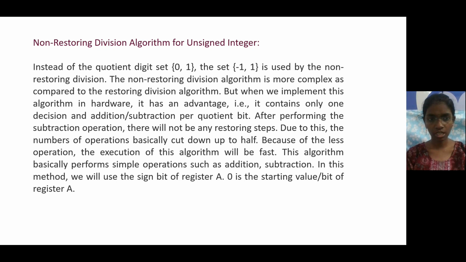After performing the subtraction operation, there will not be any restoring steps. Due to this, the number of operations basically cut down up to half. Because of the fewer operations, the execution of this algorithm will be fast. This algorithm basically performs simple operations such as addition and subtraction. In this method, we will use the sign bit of register A. 0 is the starting value or bit of register A.